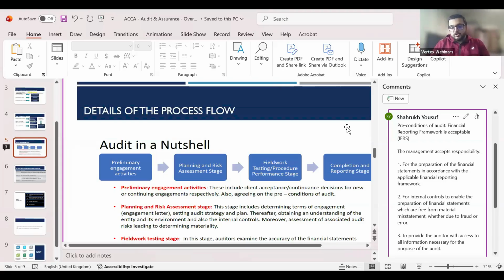For internal controls to enable the preparation of financial statements which are free from material misstatements, whether due to fraud. Okay, now the second responsibility of the management is internal controls. You guys remember I just informed you about the test of controls. You remember in the previous slide we heard the word test of controls. So controls means the systems, the dynamics, the processes at a client. Obviously, a company cannot function without a process. The company cannot operate without a system in place.